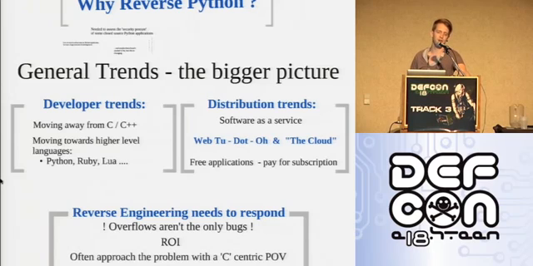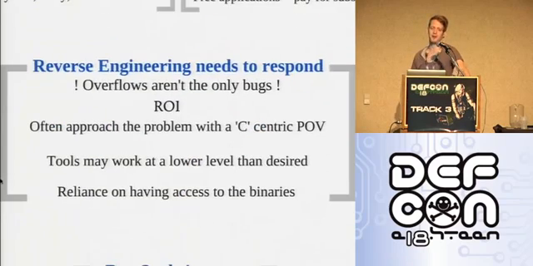There's also a change in distribution. 5 or 6 years ago, you always downloaded an application. Now it's all Web 2.0, the cloud. Everything's got something to do with the cloud, but nobody knows exactly what the cloud is. It's got something to do with the network, the internet. So everything now is software as a service. What this means for reverse engineering is that maybe you don't actually have access to the files you're trying to reverse, because you're dealing with them on a remote server.